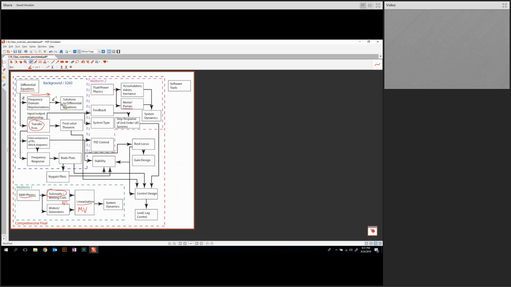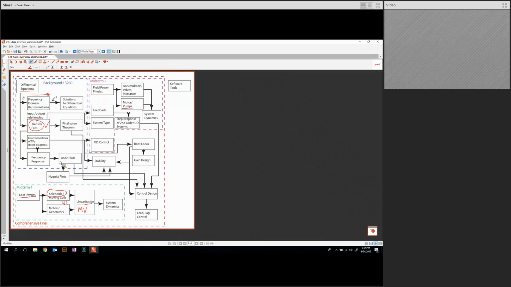And so the main emphasis of this class is not necessarily this pathway, which was more of an emphasis in 3260, going from differential equations to frequency domain representations, then solutions to differential equations. We more often than not looked at transfer functions, which are input-output relationships, and how we can then use these transfer functions for a variety of different analyses of dynamic systems. So this was the main thing that we focused on in terms of math representations of our systems in this class.